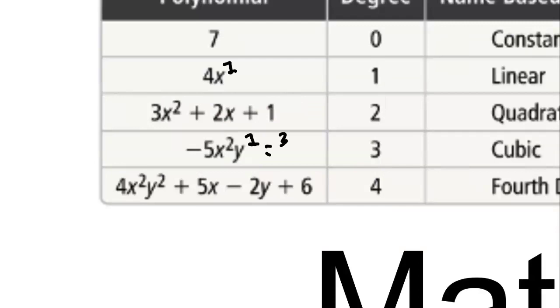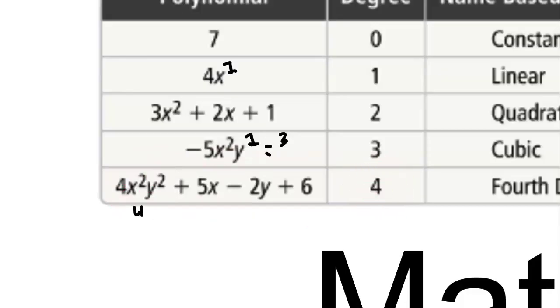Yes, Liam. So, is the reason that you count the exponent of y and not the one of the x in the previous one because the y is attached to it? Yes, that is correct. It is attached to it. For example, if you look at this one right here, this has x2, this is y2. If you add them together, you get 4. That's why the degree is 4.